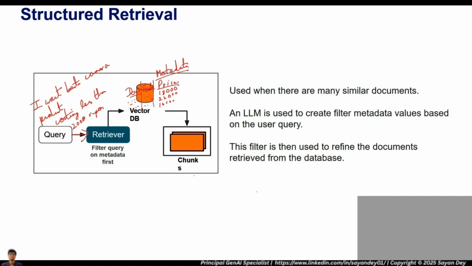Now, next time a user asks a question, first we will filter the query on the metadata. So we don't have to go through all the million chunks. First we will do an initial layer of filtering. This is a structured retrieval. It is just like running a SQL query: select star from the database where the price is less than 20,000. Select statements are comparatively quite fast, since we are simply querying based on the price.